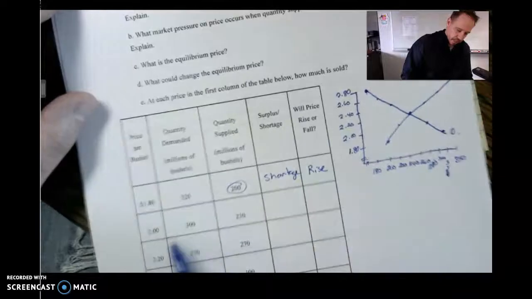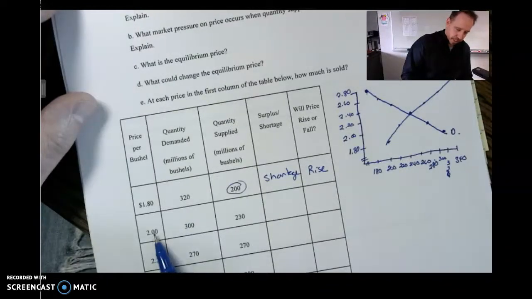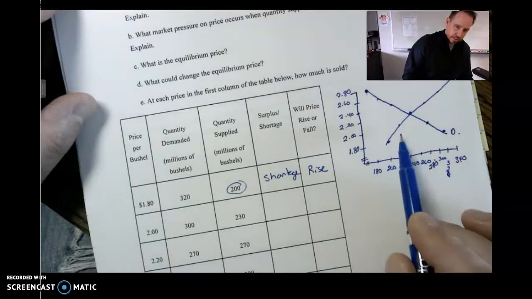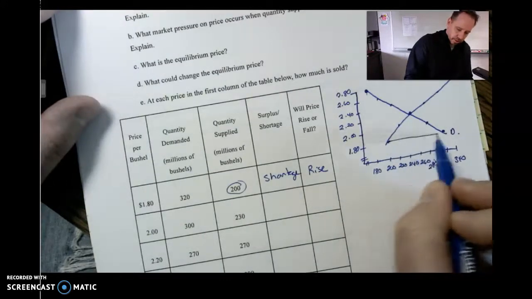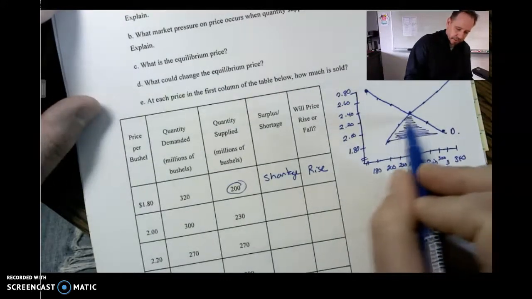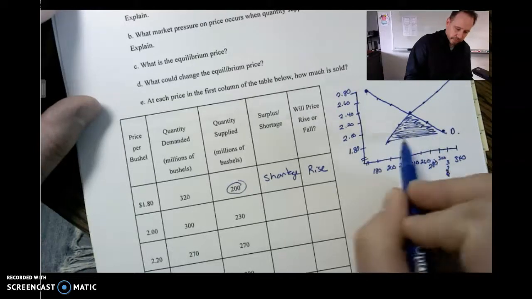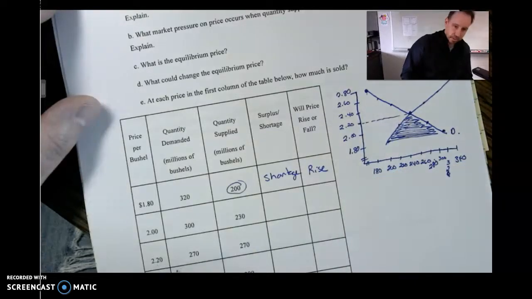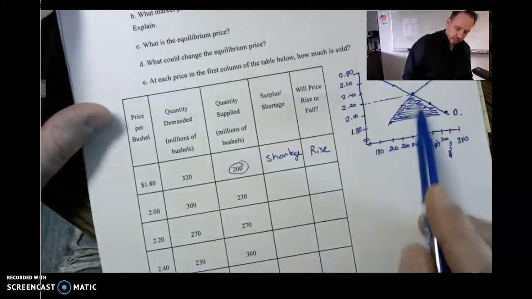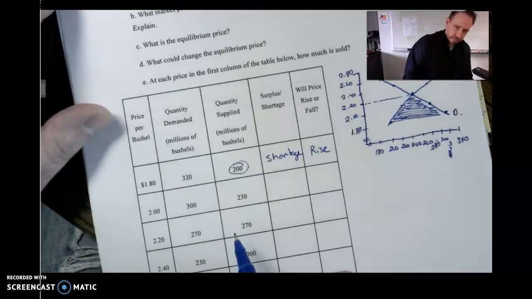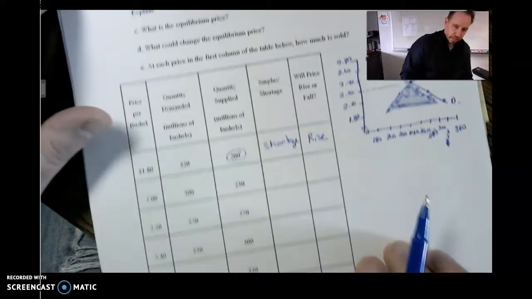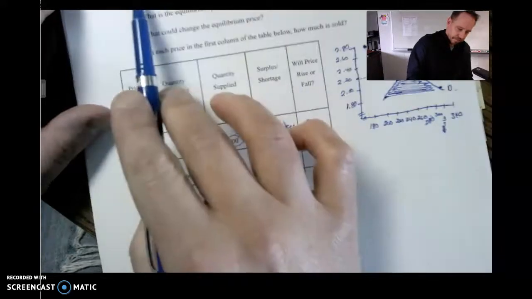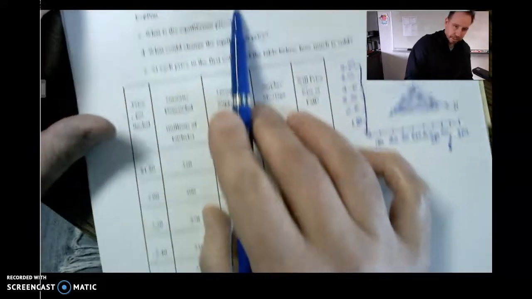You go along the line, and you can fill out the rest from here. At $2, 300 are demanded and 230 are supplied. Still seeing this shortage. So at any price below $2.20, we're going to have a shortage. You go the other route, and you go above. Okay, what happens to the price?